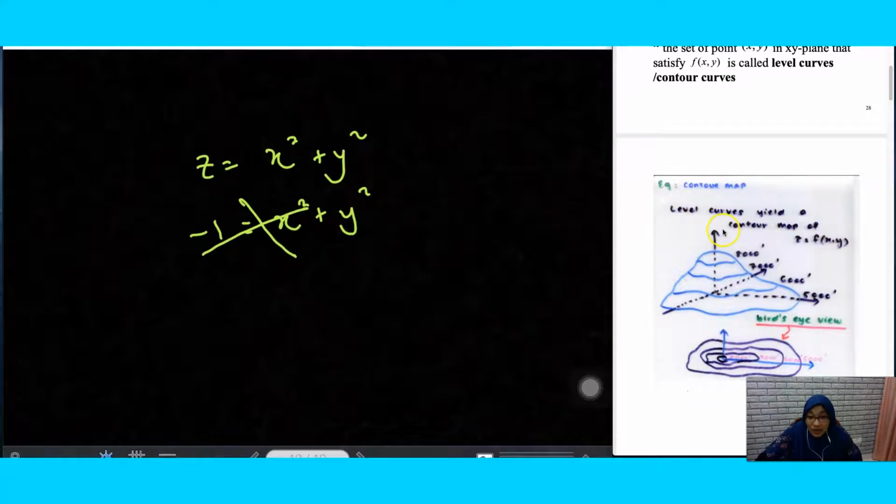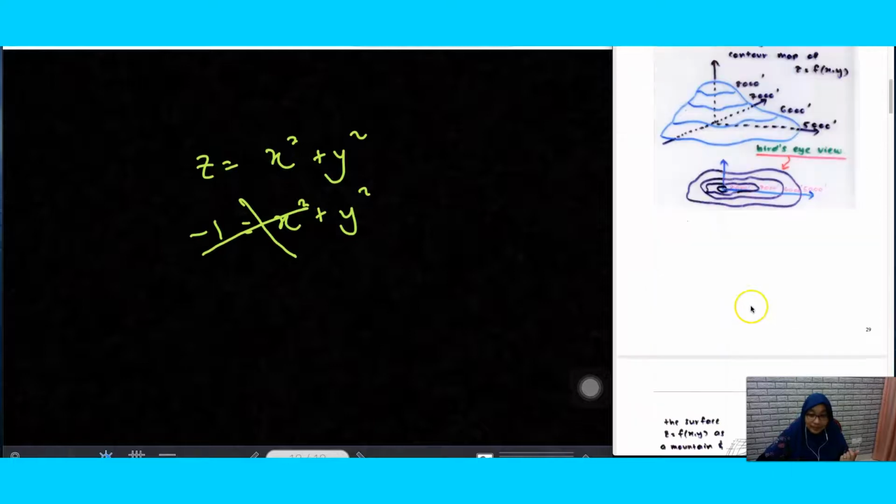When you are inside the plane and you're looking down, you cannot see this mountain from above. When you're flying just like a bird, flying over here, you cannot see this kind of shape. What you can see is just this contour. That's why I put here bird's eye view. So when you are inside the plane and you're looking downward, you can just see this particular shape. This is the idea of a level curve, or contour map, or contour curves.